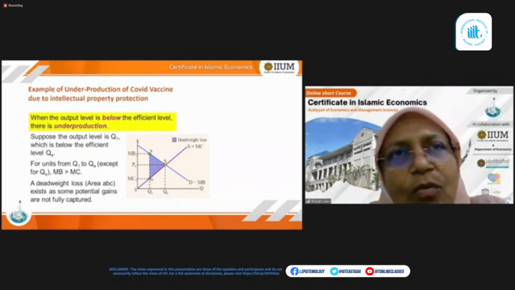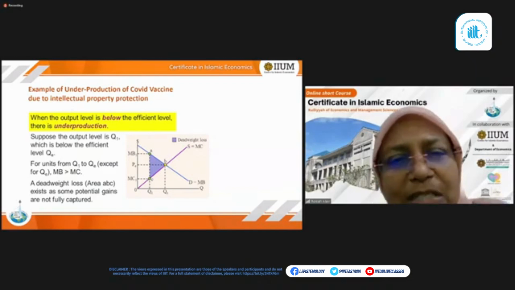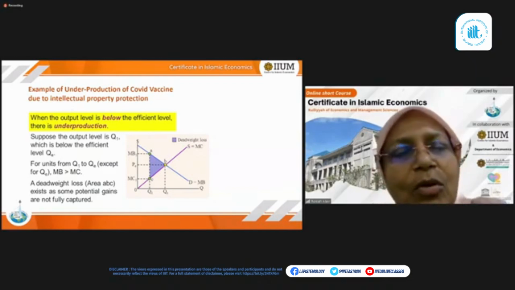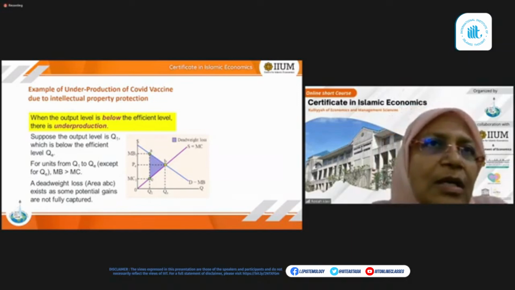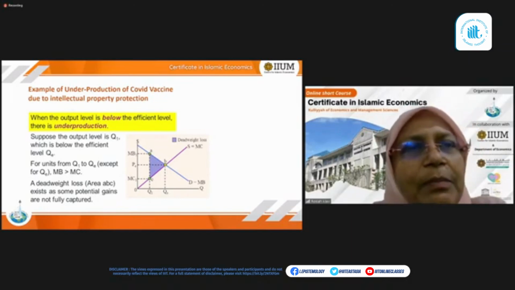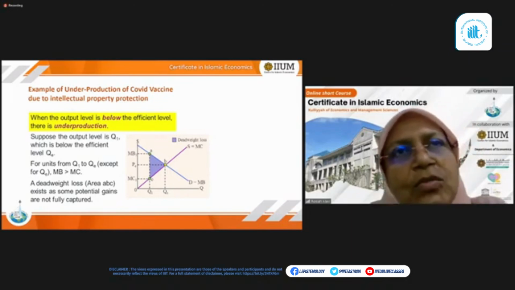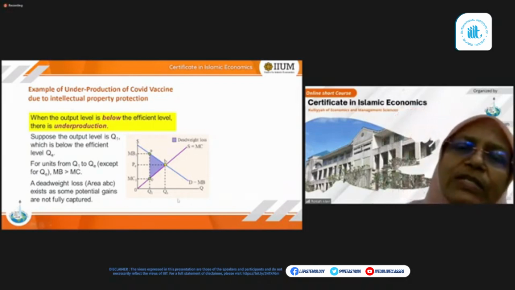But in the case of COVID, because it's new, they were talking about voluntary licensing, allowing countries to produce. That's one part of it. Another part is we don't have the capacity. So what the society wants is QE, market equilibrium, QE. But what the market is actually producing is Q1. So there is a shortage.